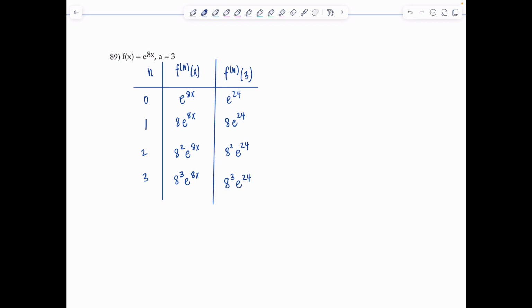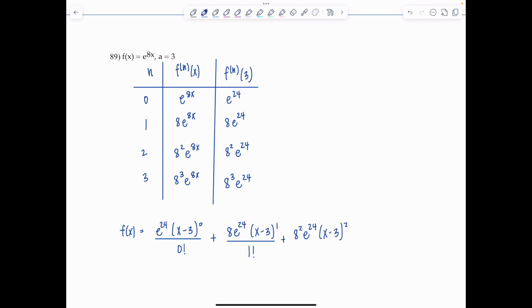We got it. Okay, so f of x is going to be e to the 24, x minus 3 to the 0 over 0 factorial, plus 8e to the 24, x minus 3 to the first over 1 factorial, plus 8 squared e to the 24, x minus 3 squared over 2 factorial, plus 8 cubed e to the 24, x minus 3 cubed over 3 factorial, etc.